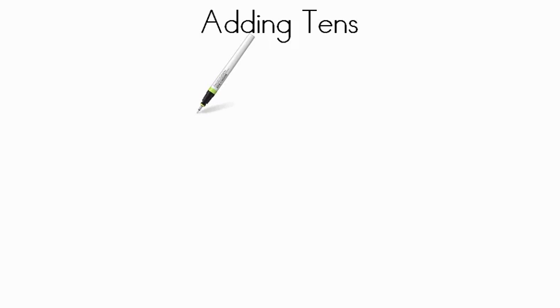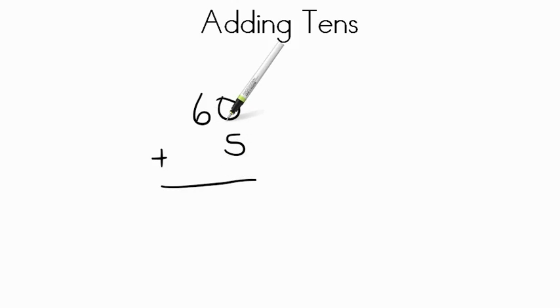Now what's going to happen if I add a 10 with just some 1s? For instance, what if I added 60 and I added 5 to it? Well, in 60, are there any 1s there? Nope, just a 0. So the 1s are going to be just what I added to that 10. In this case, 5, because 5 plus 0 is 5. Now I have 6 10s and no 10s here, so I'm going to just bring down my 6 10s for the answer of 65.